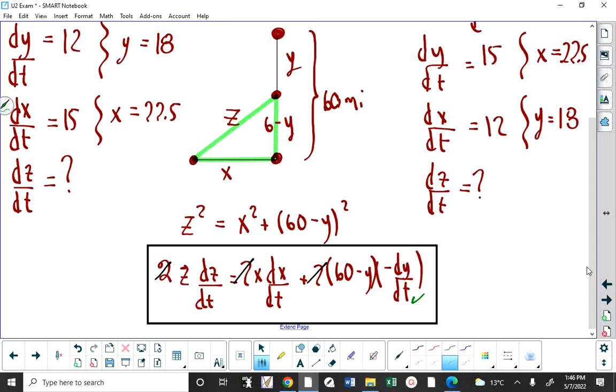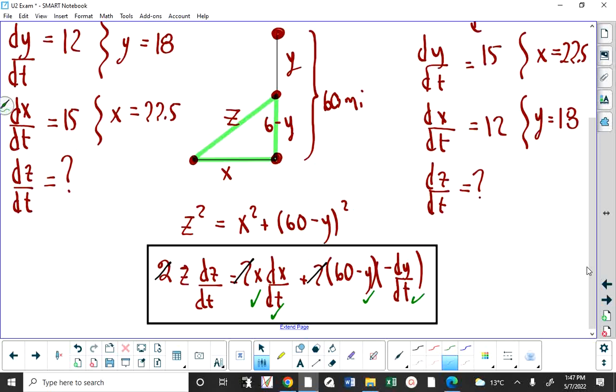It depends on which version of the question you're doing, but dy/dt is 12 in version 1 and dy/dt is 15 in version 2. You need to know y, and we've already calculated y. You need to know dx/dt. Well, you were told the rate at which Paolo's ship is sailing. You need to know x, and we've already calculated that. So the only thing you don't know is z.